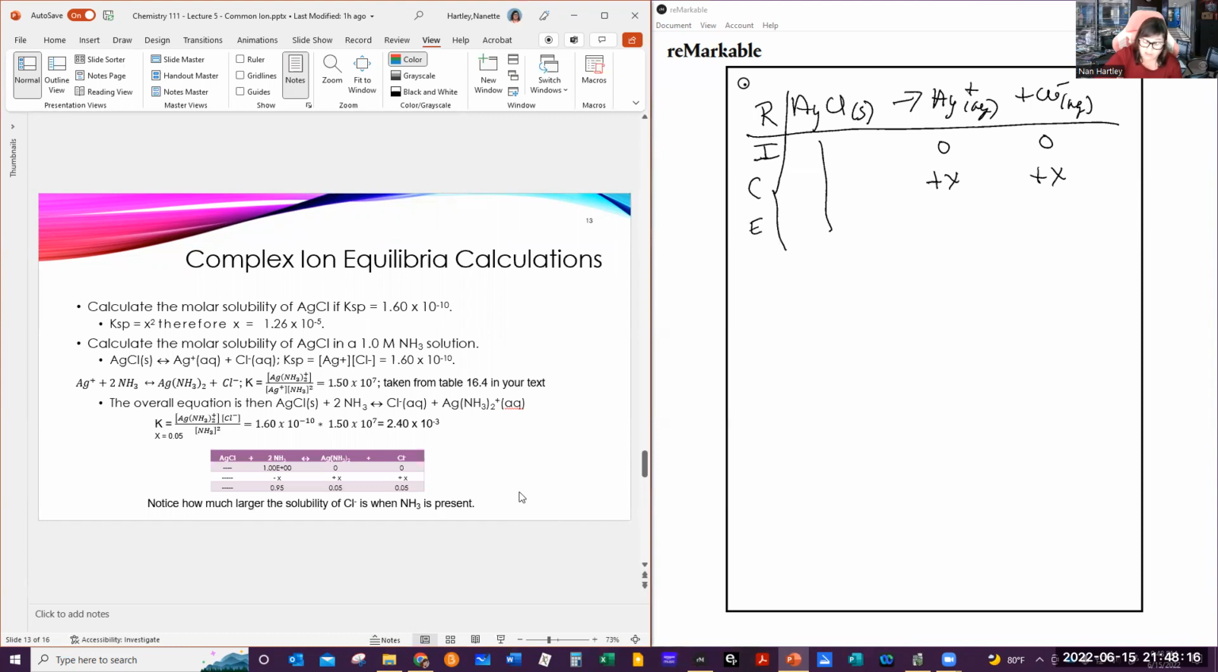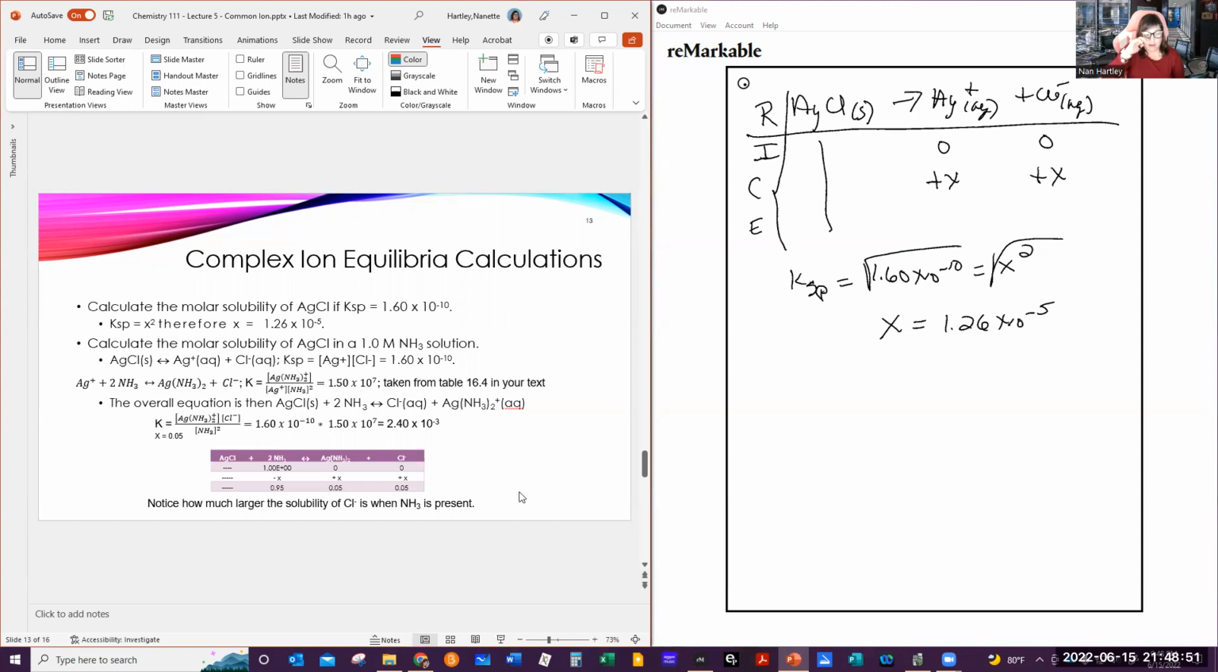My equilibrium I haven't solved for yet. But that means that my Ksp, which is 1.60 times 10 to the minus 10, is equal to x squared. We take the square root of both sides, and that gives you an x value of 1.26 times 10 to the minus 5. It is 3 sig figs because I started with 1.60 being 3 sig figs, so our answer should be 3 sig figs as well. So that's the solubility that I'm looking at when there's nothing interesting or different going on.